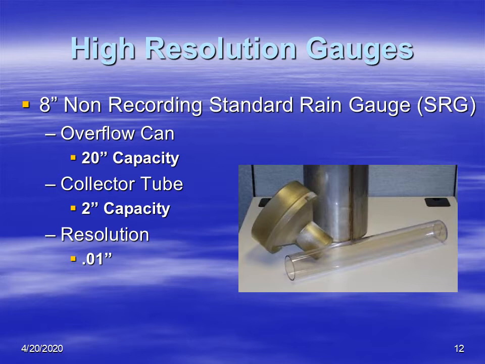The collector tube has a 2-inch capacity, which means that it can measure up to 2 inches. Once the rainfall is above 2 inches, it'll start spilling out into the overflow can, and then you have to use the overflow can to measure the amount of precipitation. The collector tube has a 100th of an inch of precipitation resolution, so you can measure to the closest 100th of an inch.